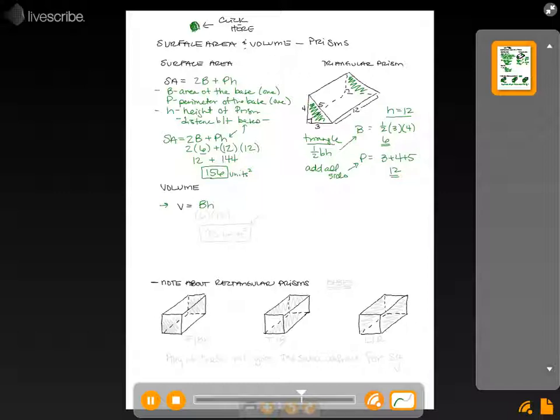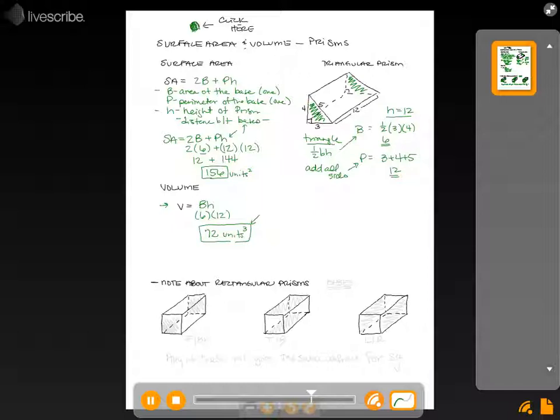Okay? So we're going to go through. We've already found big B, so we don't need to do it again. Big B we found to be 6. And H is given to us in the problem. It was 12. Well, 6 times 12 is 72. Remember I told you volume is in units cubed because it's 3 dimensions, 3 things. Okay? Length, width, and height. So there would be our answer. And that's how we find surface area and volume.